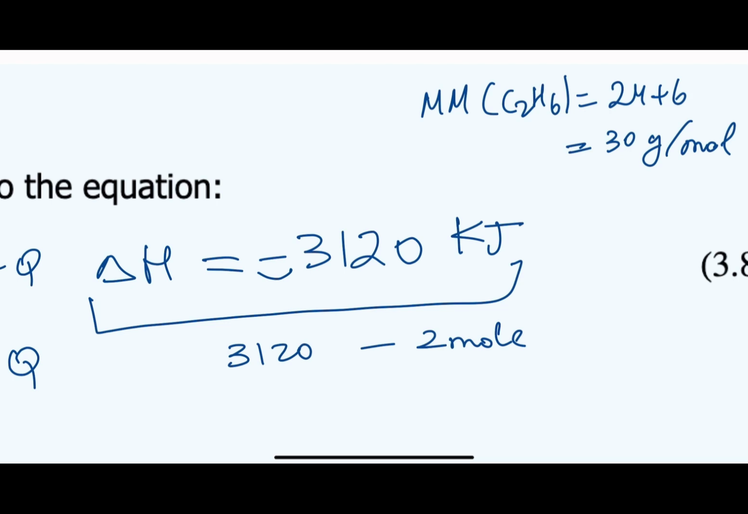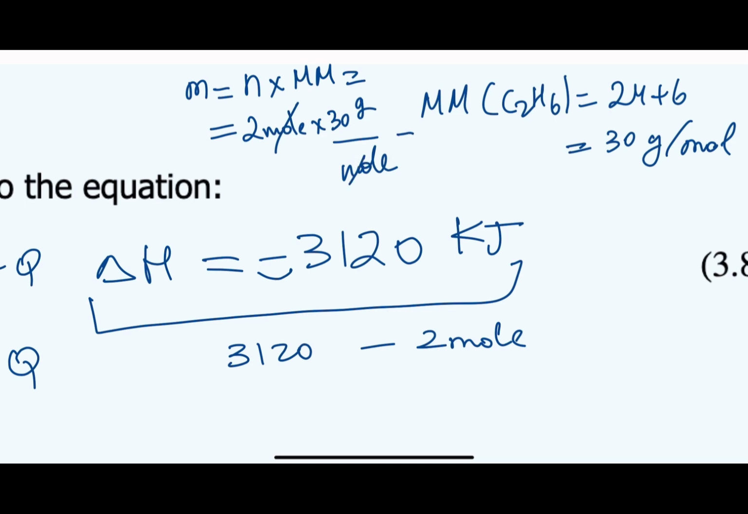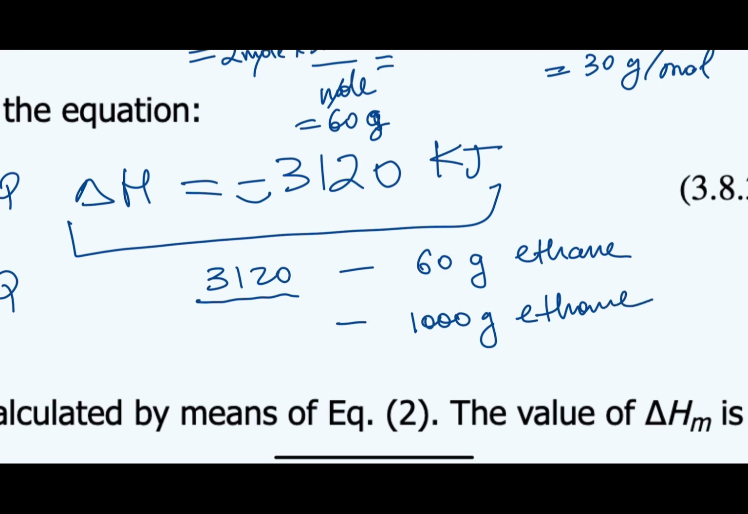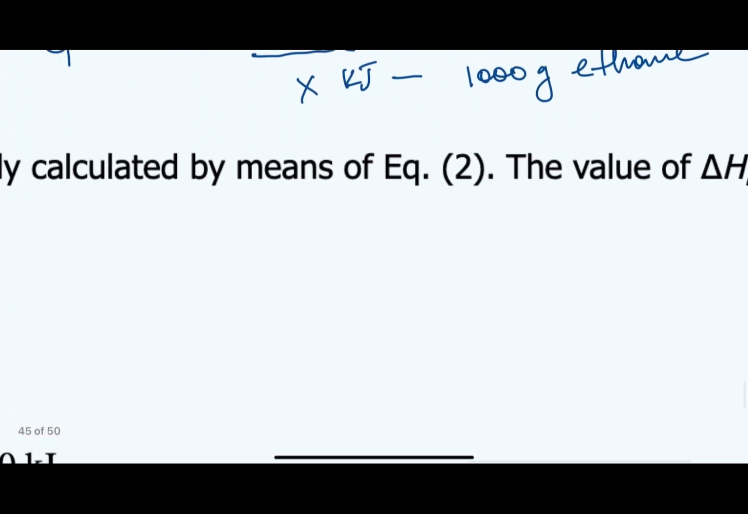So 2 moles of ethane is going to be, if we check this formula, M multiplied by MM, 2 mole multiplied by 30 gram per mole. Mole and mole cancel out. Now you have 60 gram. So we release this much energy for 60 gram of ethane. Now, how about 1,000 gram of ethane, which is 1 kilo, right? X kilojoule.